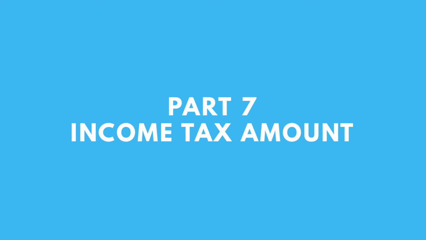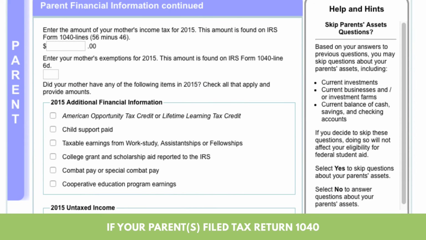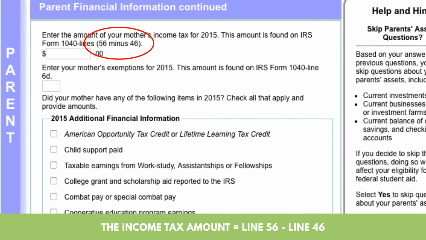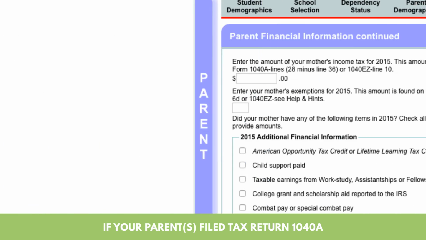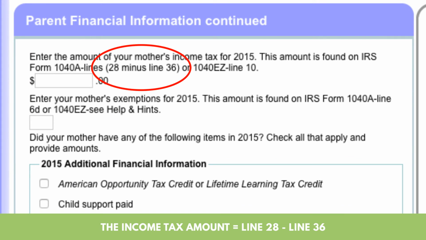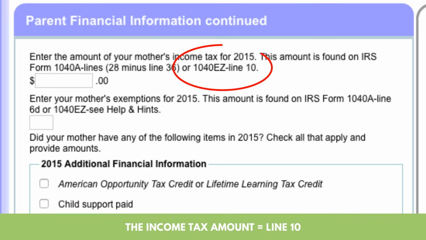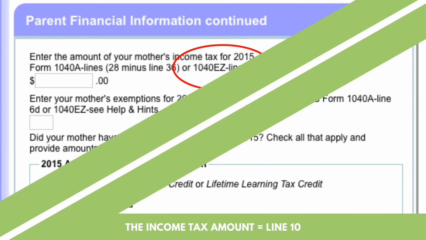Part 7. Income tax amount. Let's find it. If your parents filed tax return 1040, the income tax amount equals line 56 minus line 46. If your parents filed tax return 1040A, the income tax amount equals line 28 minus line 36. If your parents filed tax return 1040EZ, income tax amount equals line 10.